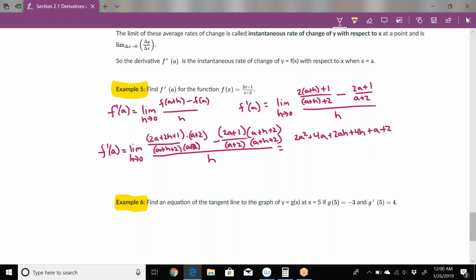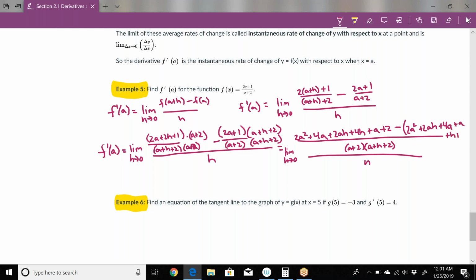Excuse me. So sorry. Be careful with the second group. You'll want to leave it, because this is all going to be over our common denominator now. You'll want to leave the second group in parentheses first, because you are going to distribute, but then you also have that minus sign that you have to distribute through. And then remember, this is all over h. Don't lose our limit. So this is 2a squared plus 2ah plus 4a plus a plus 4h plus 2. So kind of hard to see all that.